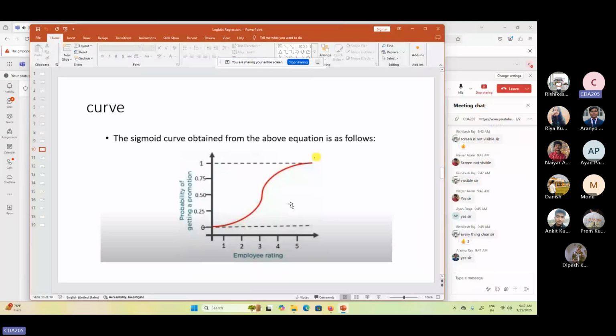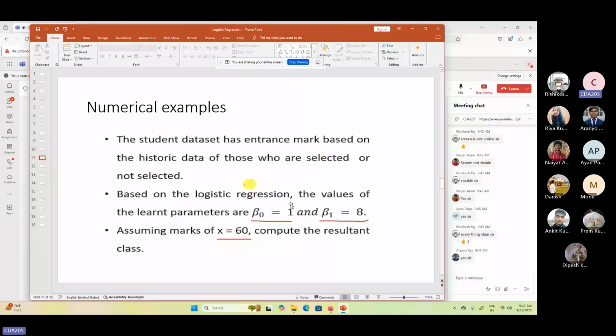Okay, so now we are coming to the numerical problem, one numerical problem. We can say that the student data set has entrance marks based on their historic data of those who are selected or not selected. So based on logistic regression, the values of the learned parameters are beta naught is equal to 1 and beta 1 is equal to 8. Assume the maximum marks x is equal to 60.